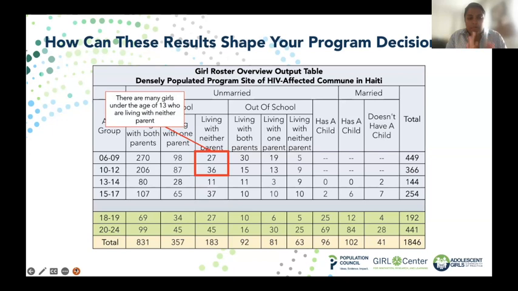So for example, we can see here that there are 27 plus 36 girls living with neither parent, unmarried, and they're under the age of 13, right? So that's a huge proportion of girls in this overall population that don't have a parent with them and are very, very young. And while they're in school, they're quite young to be living without any kind of parentage or guardianship. You might consider programming for that population.